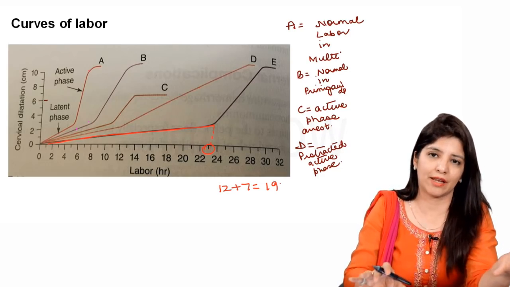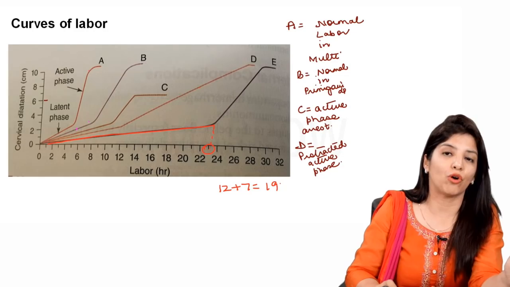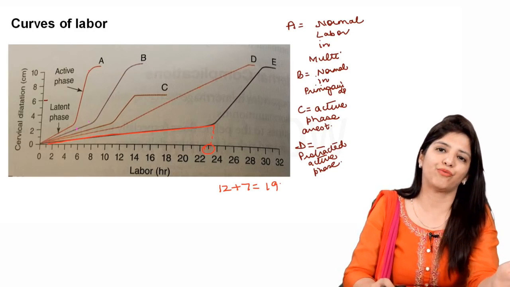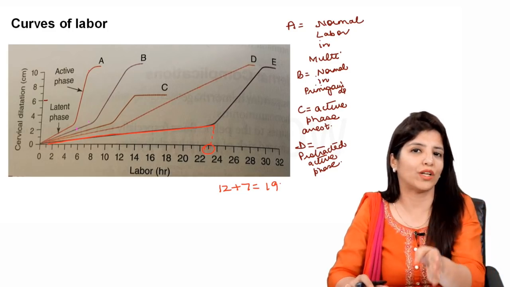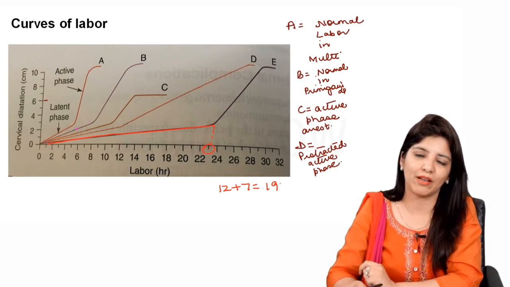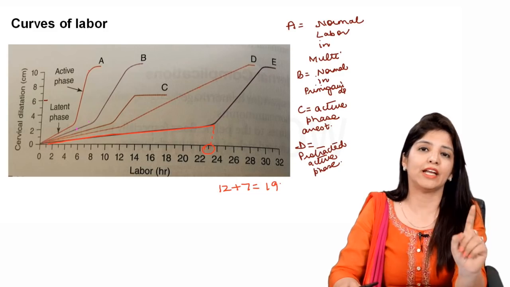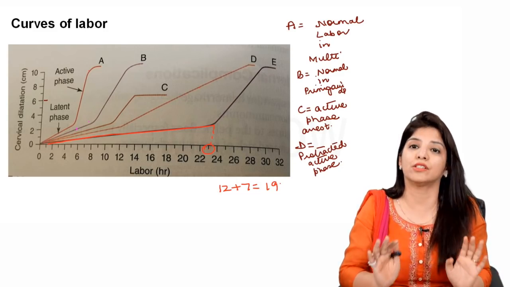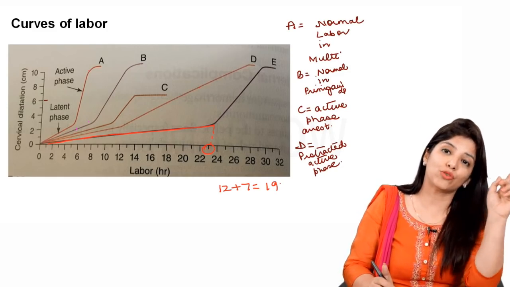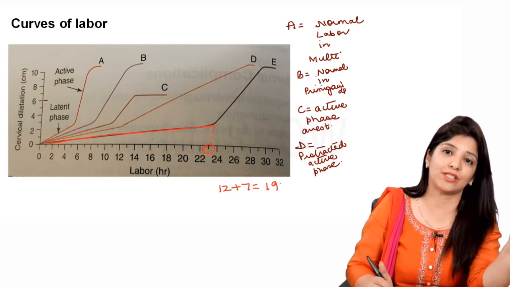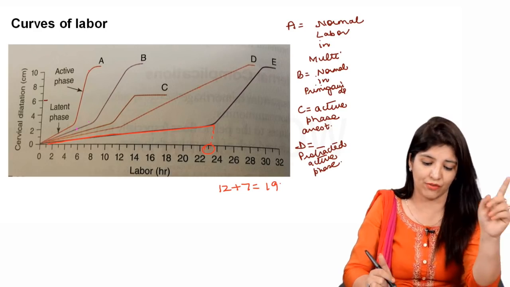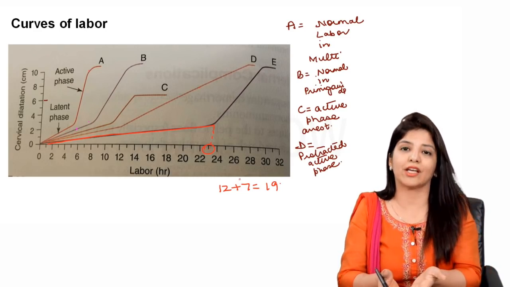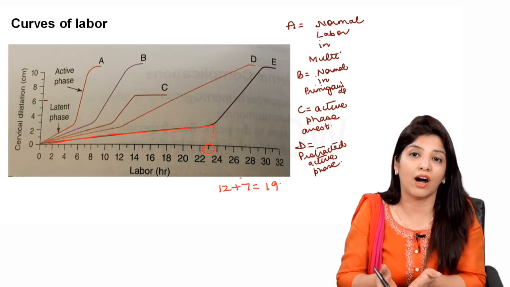like the recent times, the latent phase is said to be prolonged if it is more than 20 hours in a nulliparous female or if it is more than 14 hours in a multiparous female. And when you were taking latent phase to be ending at 3 centimeters, like it is happening in this graph, right? WHO said when latent phase ends at 3 centimeters, it is said to be prolonged if it goes more than 8 hours. And here it is taking 23 hours.